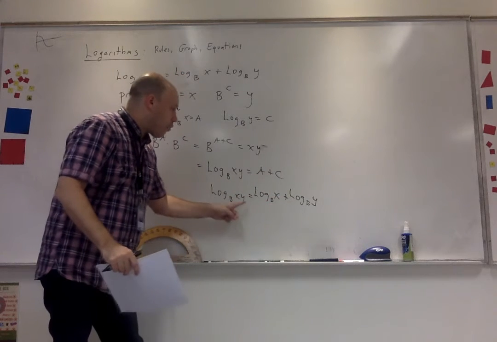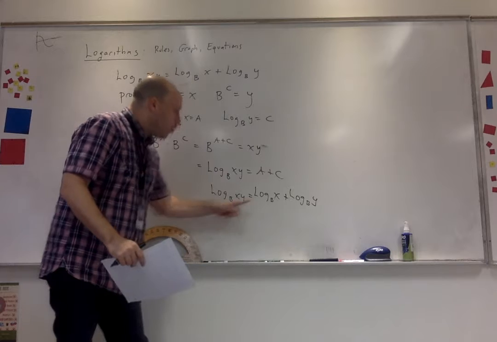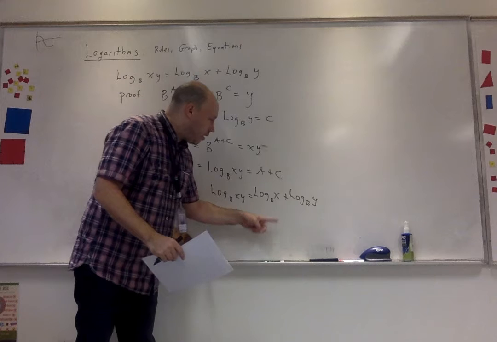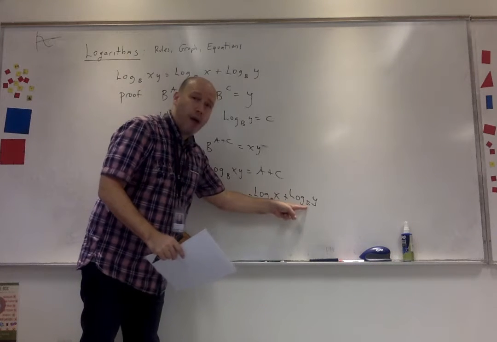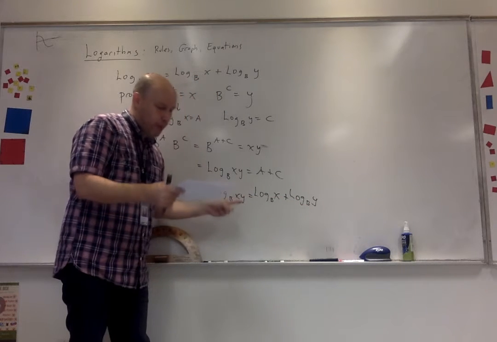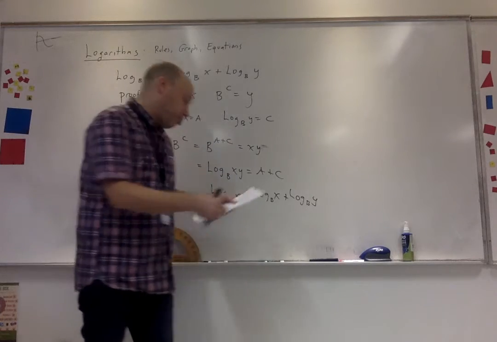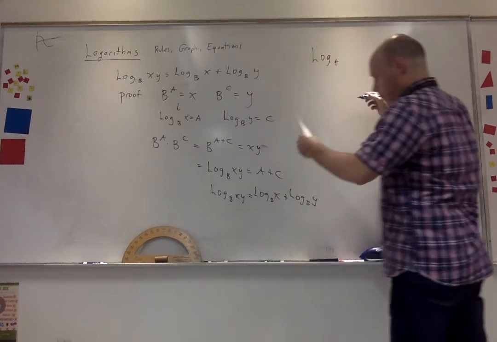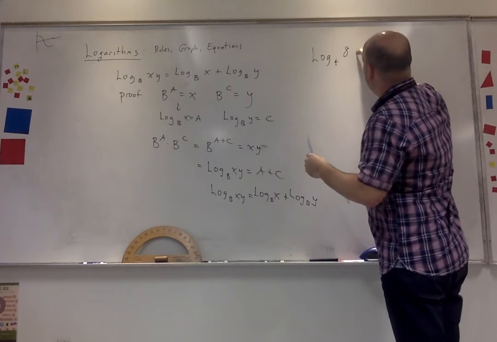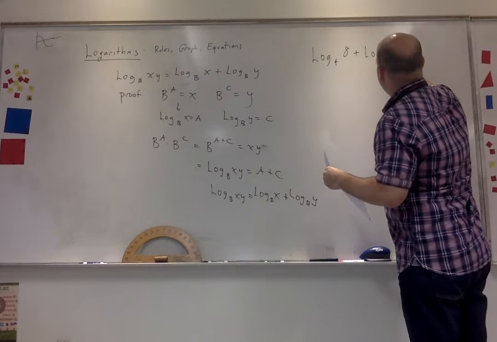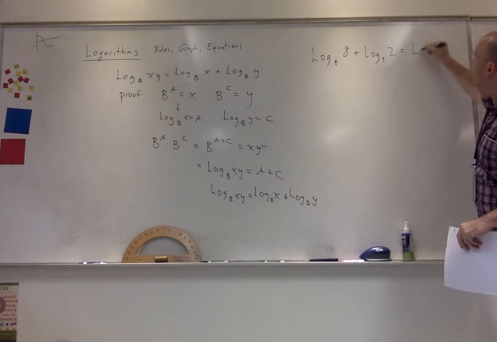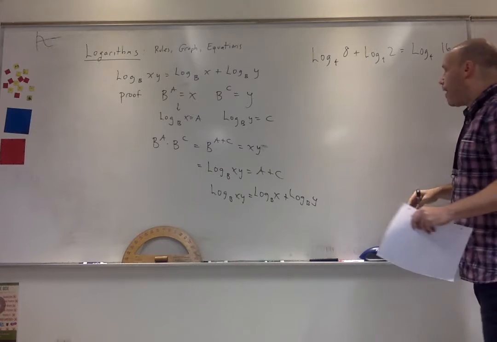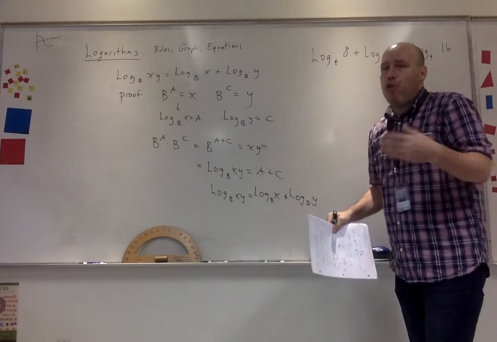So whenever you see the log of a product, you break it up into the sum. Also, you can do the reverse. When you see the log of x plus the log of y, you can smush it together into log of x times y. So for example, log base 4 of 8 plus log base 4 of 2 is equal to the log base 4 of 8 times 2, or 16. That's how logs rule.